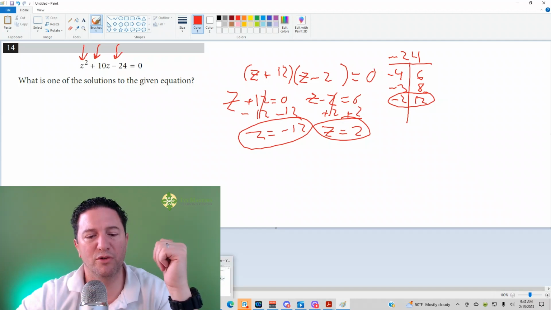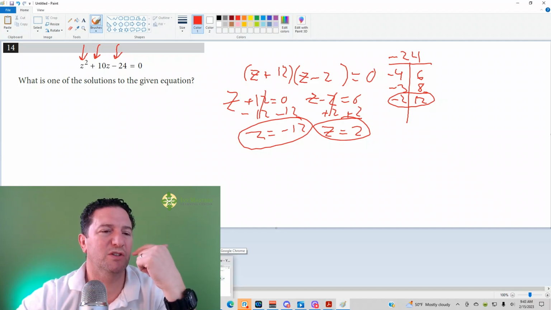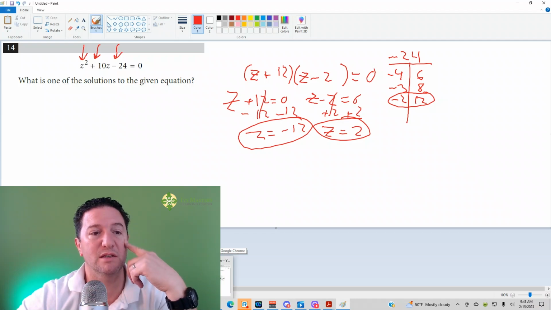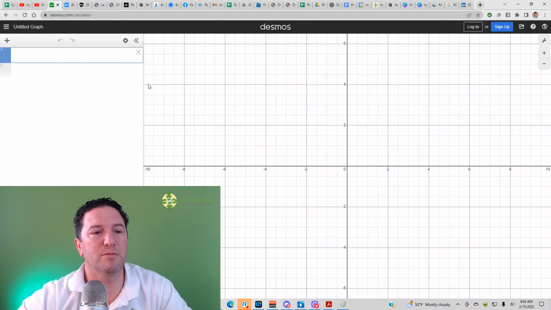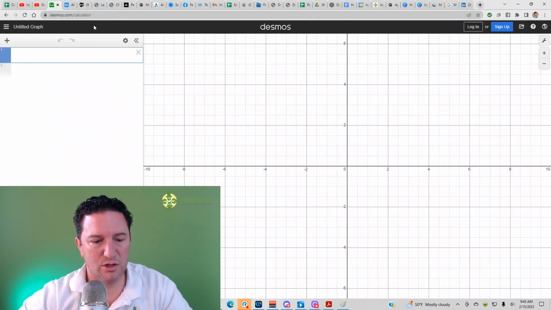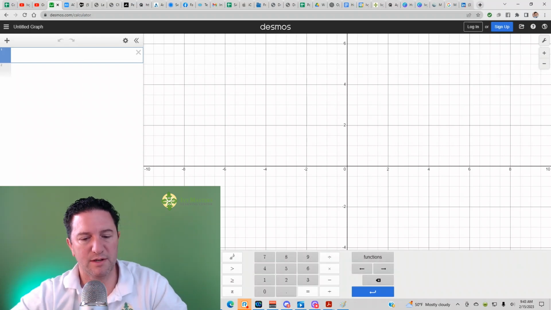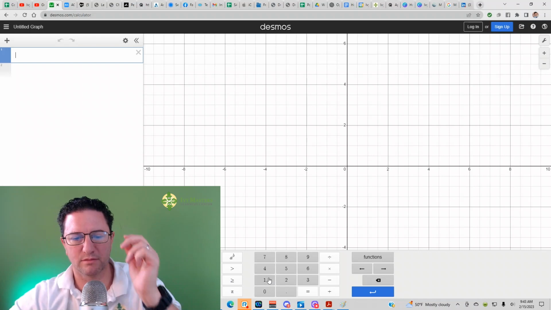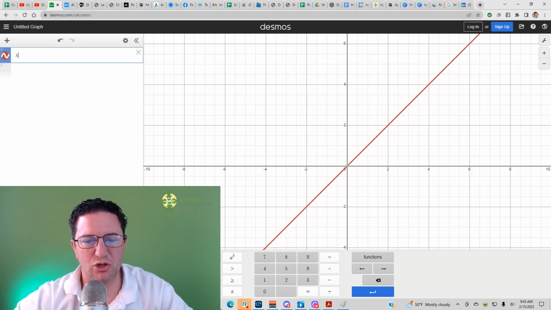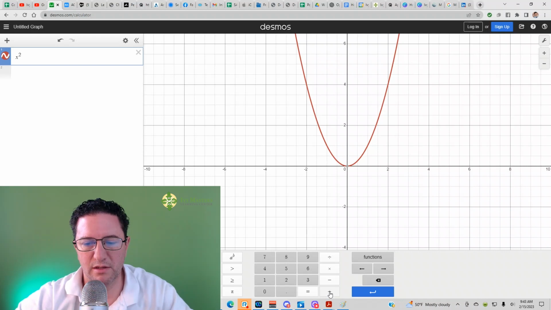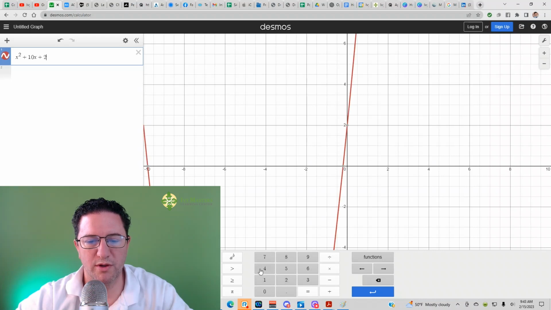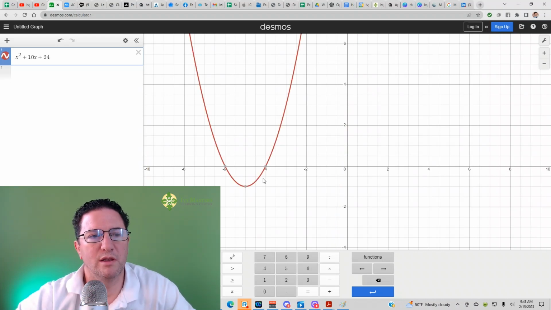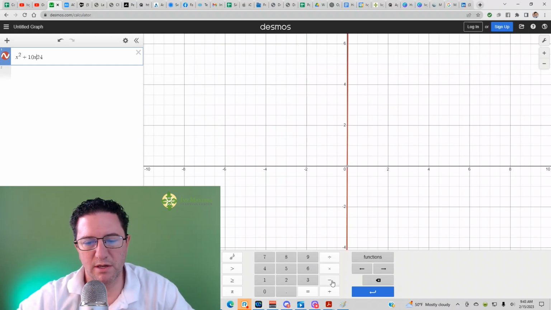I'm forgetting to show you the Desmos solution, which here we could just use x since we'll have an x and y axis. But it's x squared plus 10x minus 24. Let me get my Desmos up. It's x, I could use my keyboard down here. So it's x squared plus 10x plus 24. And so, nope, it's minus 24. My bad. So it's minus 24.